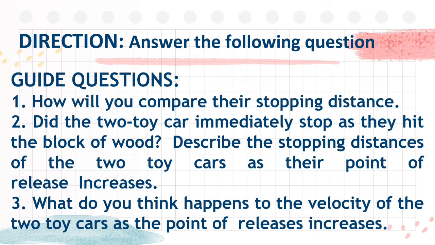For the guide questions, first, how will you compare their stopping distance? Second, did the two toy cars immediately stop as they hit the block of wood? Describe the stopping distances of the two toy cars as their point of release increases. Third, what do you think happens to the velocity of the two toy cars as the point of release increases?